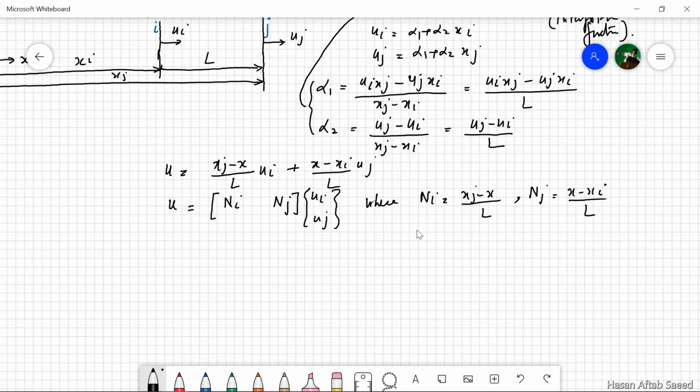The term interpolation function makes great sense if you see this expression. What it does is it gives you the value of u anywhere in the element. Of course, nodes i and j. If you know the displacement at node i, which is ui, and node j, which is uj, and you know the shape functions, then anywhere in between you get this value of u.